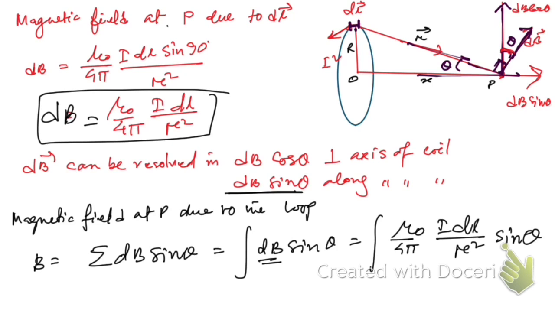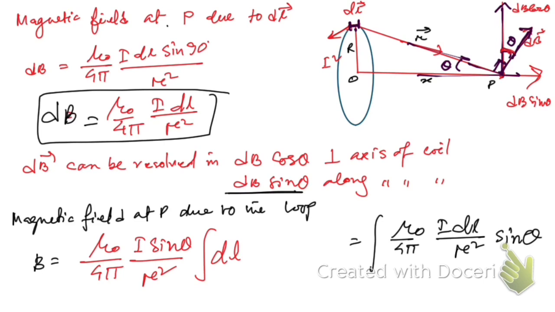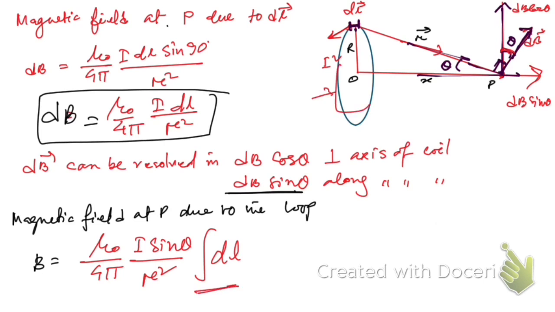Just give me a second, let me cut these two steps. Okay, so it can be written this way now: mu naught by 4 pi, I sin theta by r square, integration dl. That's what we have got, right? Hope you have understood this. So now integration dl means the circumference of this circular loop. This integration dl is equal to the circumference of this loop. It will be given by 2 pi R, where capital R is the radius here.